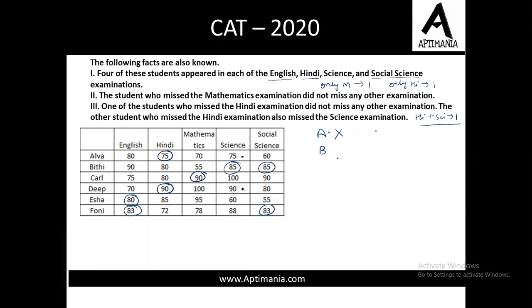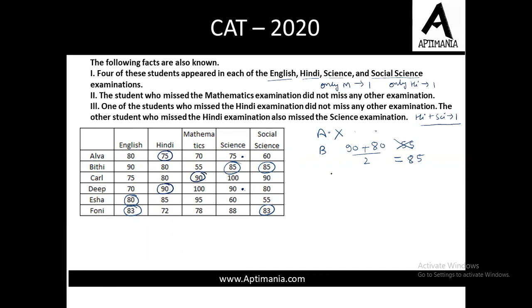So if we check for B, the remaining three exams are 90, 80 and 55. So if he misses 2 exams, then we need to take the average of top 2 only. So top 2 का यदि हम average लेते हैं, that would be equal to 85. So from this information, we can say that Bithi didn't attempt the exams of science and social science.